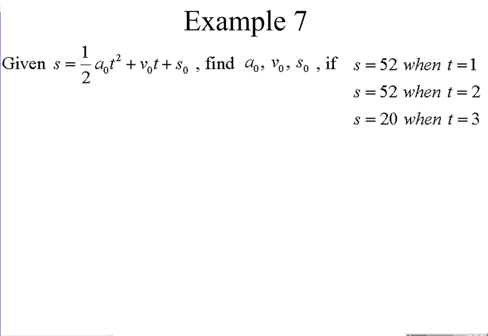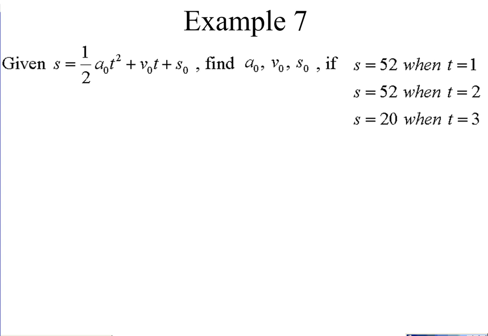Third one. Given s is equal to that equation, find a of 0, v of 0, s of 0 under those three sets of conditions. So from each of these, we're going to come up with a different equation, 3 different equations, as a matter of fact, from each piece of information, and use that then to solve the system.